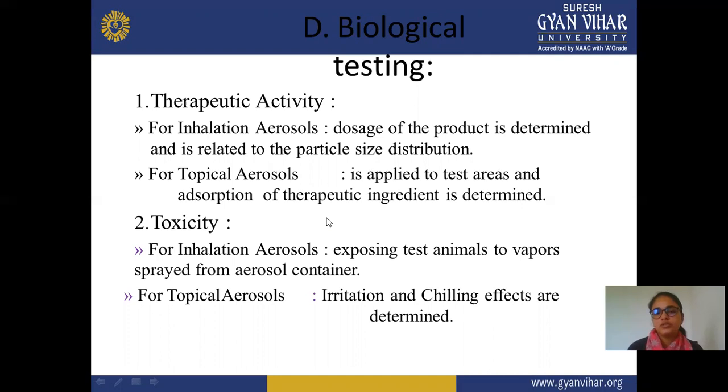Next is topical aerosol. So this is another aerosol. In this we are applying a topical formulation. Here, irritation and chilling effect are determined, meaning you can easily spray this type of aerosol to a specific area or a specific part of your body. After spraying that particular amount of aerosol or drug, you can check whether any irritation, chilling effect, redness, severe illness, or maybe inflammation is observed or not. These types of side effects are included in toxicity after applying the topical aerosol. So these are the two tests for biological testing: therapeutic testing and toxicity testing.